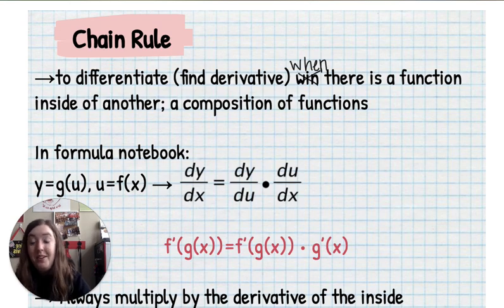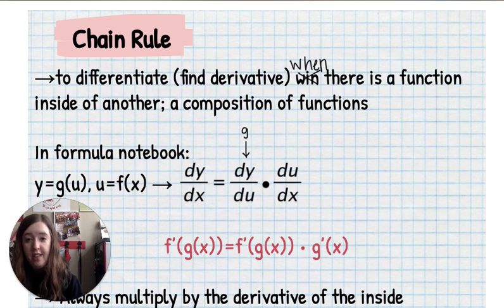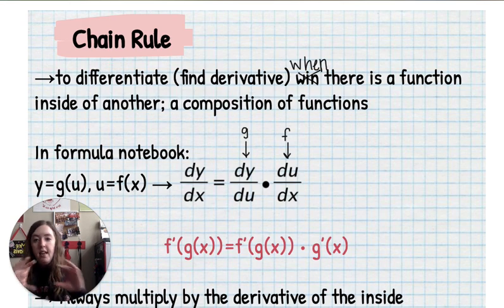Now in your formula notebook, it says that if y is equal to g of u and u is equal to f of x, so if we put those into that, that's g of f of x, then to find the derivative of dy dx, we would have to take the derivative dy with respect to du, that's going to be that g function in there, and multiply that by du dx, which would be the derivative of that f function in there. Now, to me, that formula is confusing.